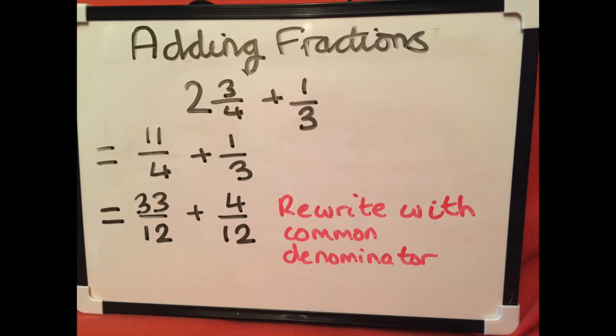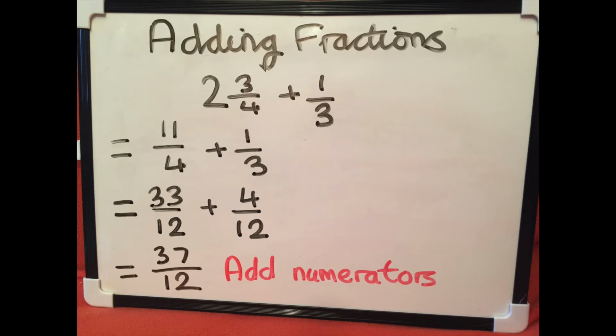We now need to rewrite this with a common denominator. So we use those techniques of finding which is the lowest common denominator, in this case 12. So we multiply our numerators by the same amount we multiplied our denominators by to get 33/12 and 4/12. Now we just add the numerators, so we get 37/12.